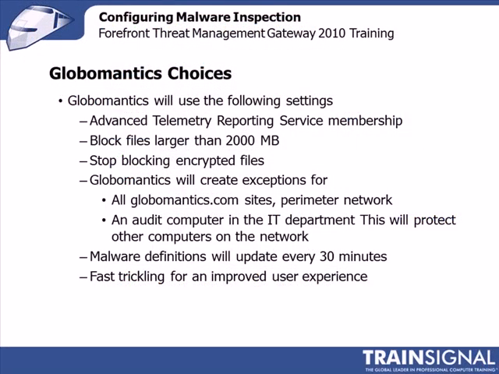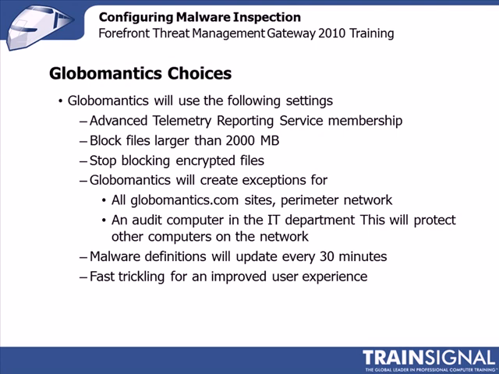Global Mantics made some important decisions in this lesson. They chose to use the Advanced Telemetry Reporting Services membership, which we actually talked about earlier in this course. We changed our file size limit to 2 gigs, and we stopped the blocking of encrypted files. We created exceptions so that all globalmantics.com sites and the perimeter network were exempt from malware inspection. We also created an audit computer network in the IT department so that we can protect other computers on the network. We modified malware inspection policies so that definitions will be updated every 30 minutes. And although we didn't do this, Global Mantics is also going to enable fast trickling for an improved user experience.